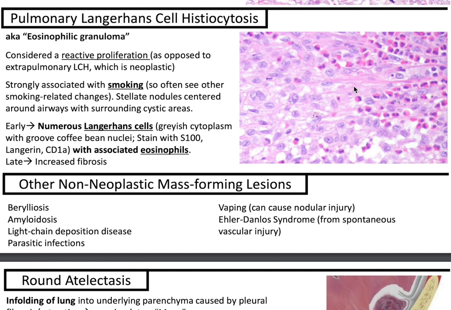Early changes include numerous Langerhans cells, which cytologically have grayish cytoplasm with grooved coffee bean nuclei, as you can see here. It stains with S100, Langerin, and CD1a, and it has associated eosinophils, as you can see on the right side of the photo, and late changes include increased fibrosis. Other non-neoplastic mass-forming lesions include berylliosis, amyloidosis, light chain deposition disease, parasitic infections, vaping, which can cause nodular injury, Ehlers-Danlos syndrome from spontaneous vascular injury.